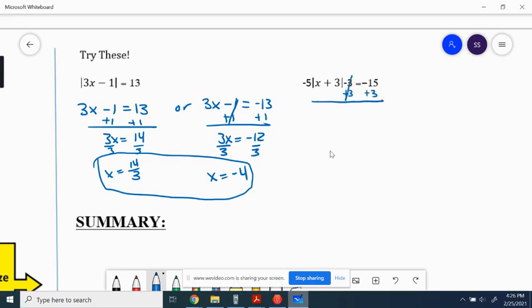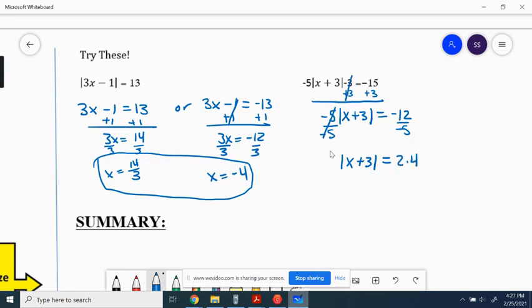This will eliminate on the left side, and I'm left with negative 5 times the absolute value of x plus 3 is equal to negative 15 plus 3, would be negative 12. And now I need to get rid of this negative 5, so I'm going to divide by negative 5. If I do it to one side, I need to do it to the other. So divide over here as well. This equals positive 1, so it's essentially eliminated. And negative 12 over negative 5 is going to be a positive. So let's convert that to a decimal. That's going to be 2.4.